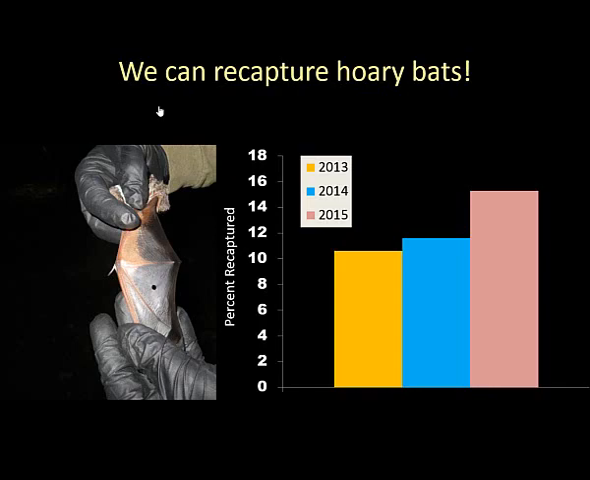So after the finding in 2013 that we could recapture bats, we've now switched to PIT tags. And our recapture rate within season has been on the rise since then. It's about 15% of the bats we capture now are recaptures. And part of this has to do with the increasing amount of effort that we've been putting into recapturing bats.